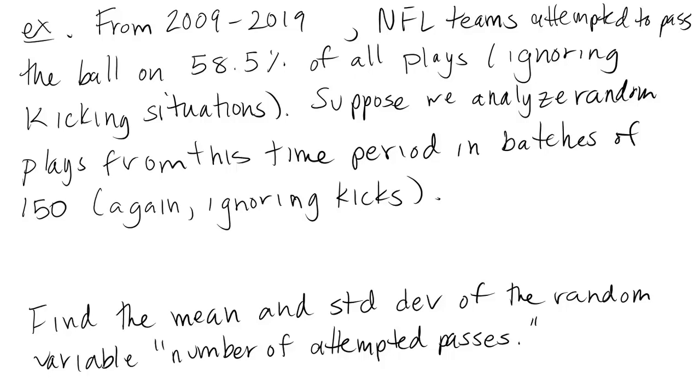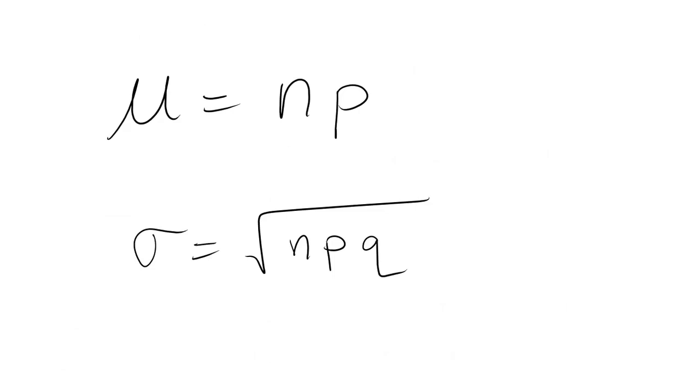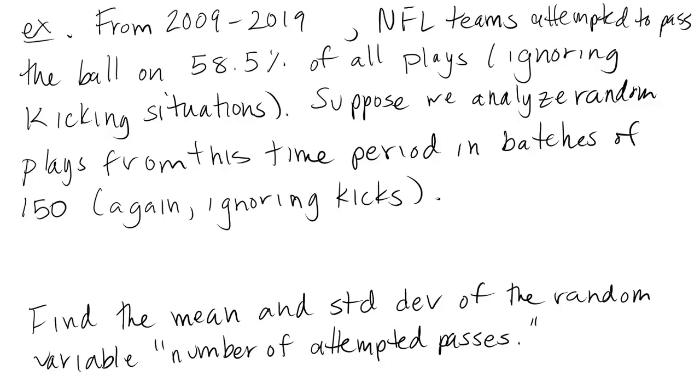Anyway, this is binomial, so we can use our formulas. We know that the mean is equal to n times p, and the standard deviation is the square root of n times p times q. Let me copy those onto another slide since I didn't give myself much room here. The mean is equal to n times p. The standard deviation is equal to the square root of n times p times q.